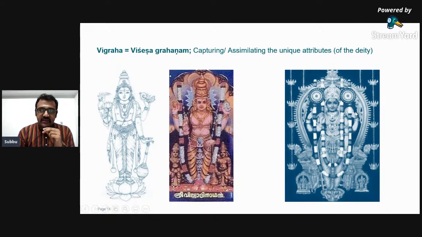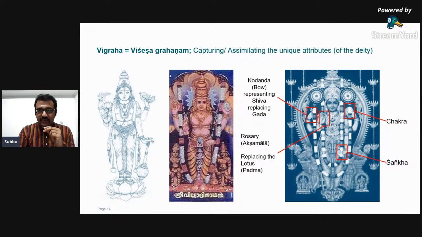On the right side that you see is the famous Triprayar temple in Kerala. These are among the few Rama temples that we have in Kerala. So the Triprayar Rama Moorthi, the Vigraham, if you see, this hand that I am showing here holds the chakram. This one holds the shankha. This hand holds the kodandam or the bow. And this hand holds an akshamala. You have the chakram, the shankha, the kodandam or the bow, and the akshamala or the rosary beads.